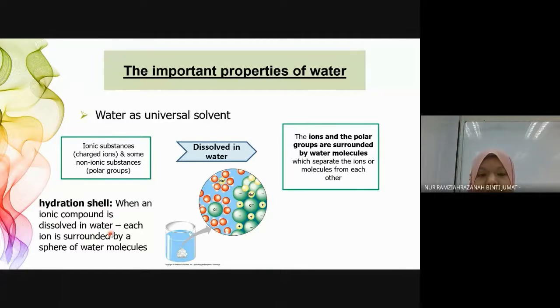Remember that. When these charged ions or polar molecules are dissolved in water, they will be surrounded by water molecules because of their charge or partial charge. Now, that is water as the universal solvent.